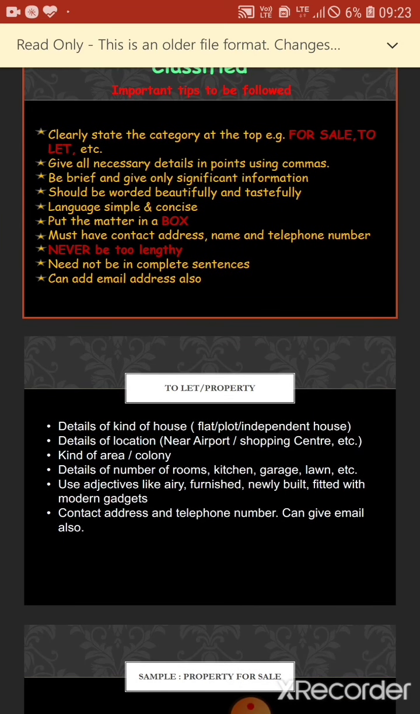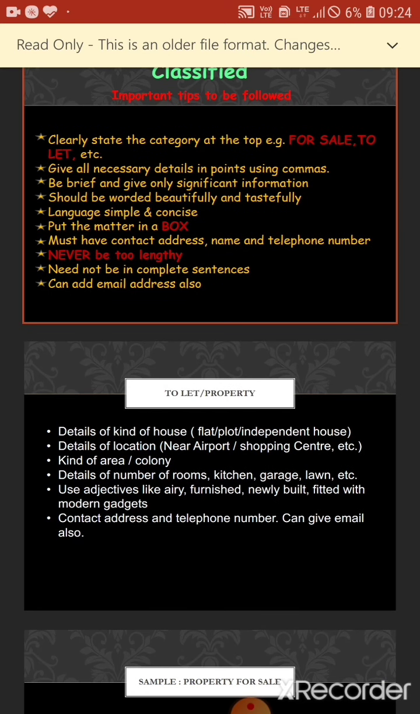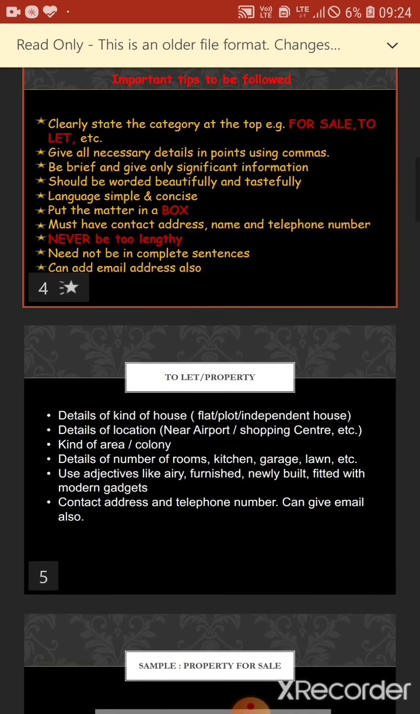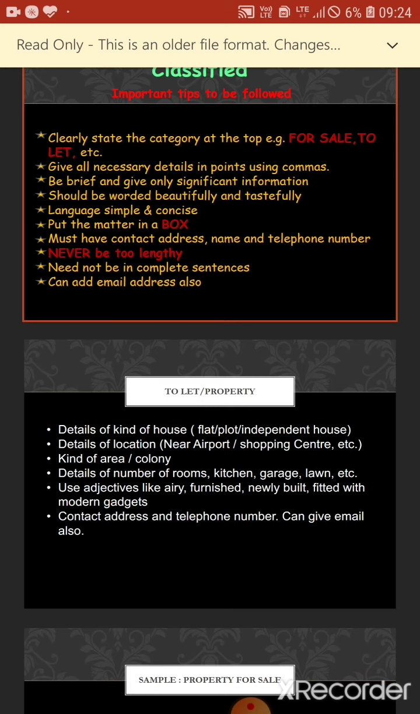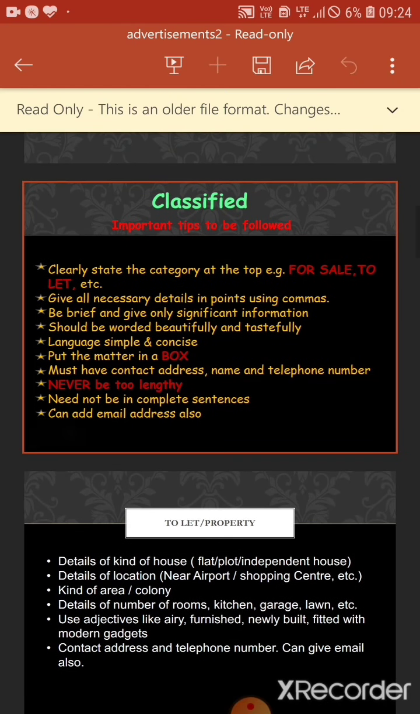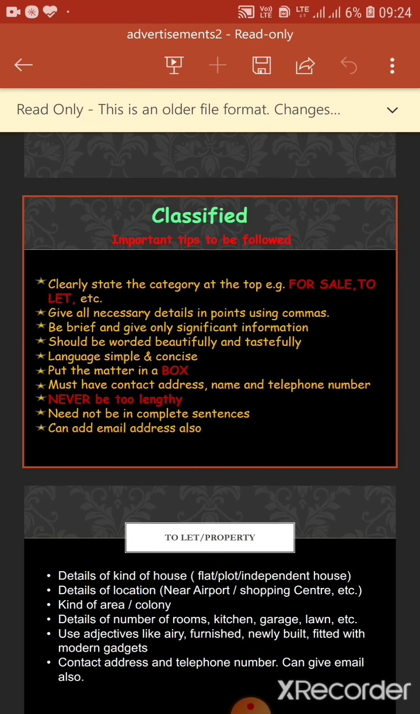One more thing is that you can add an email address also besides writing all these things. In addition to that, you may add an email address as per the requirement. Like contact address, name, and telephone number you will write, mobile number you will write. But apart from these, you can write an email address also, on which the buyers or the interested candidates may contact you. So these are certain tips that you should follow while writing a classified advertisement.